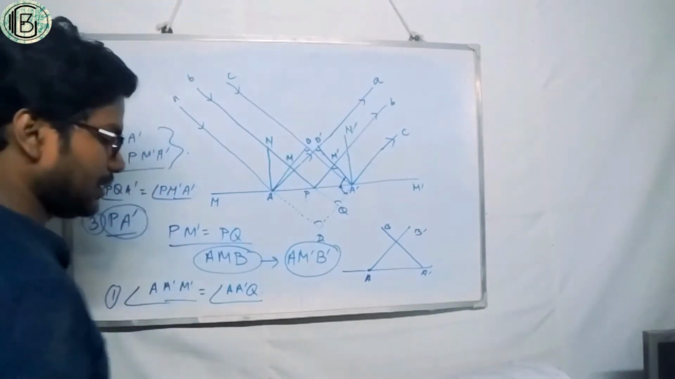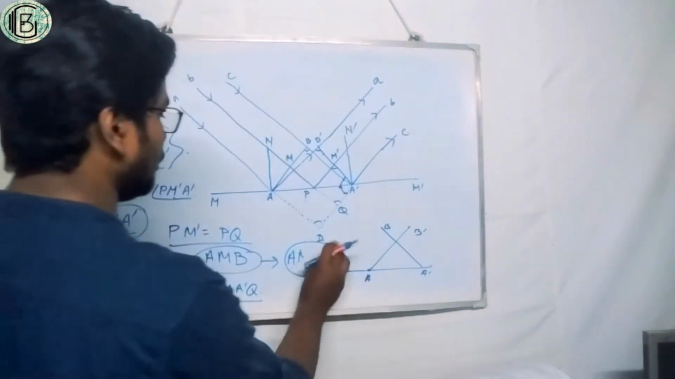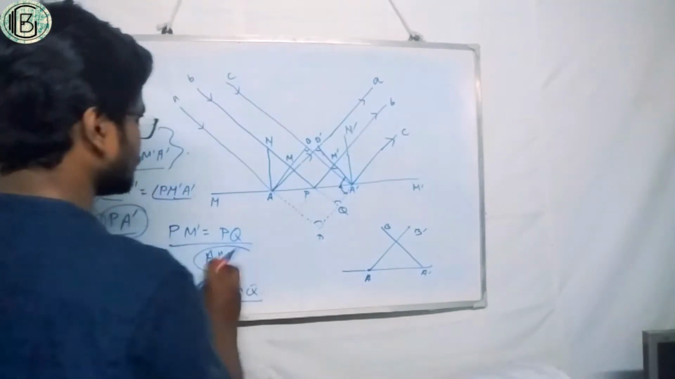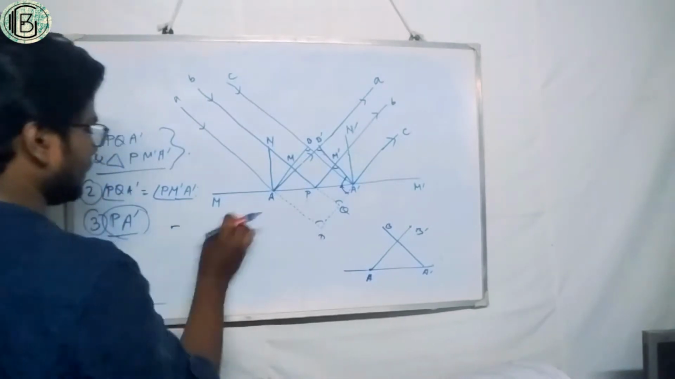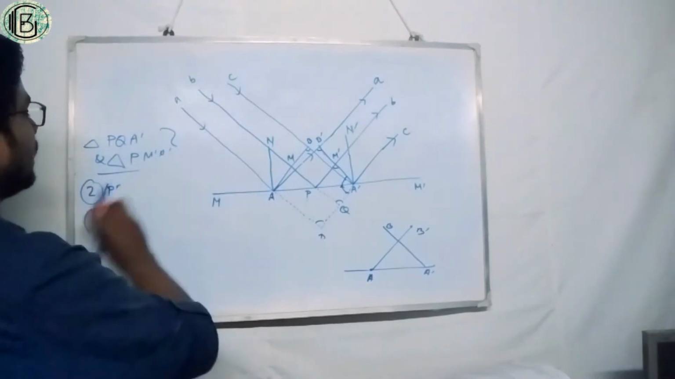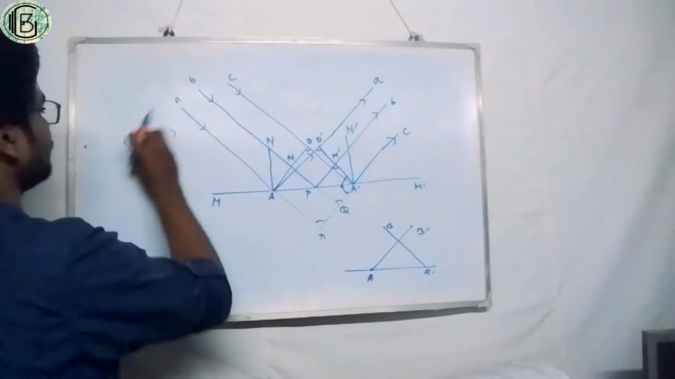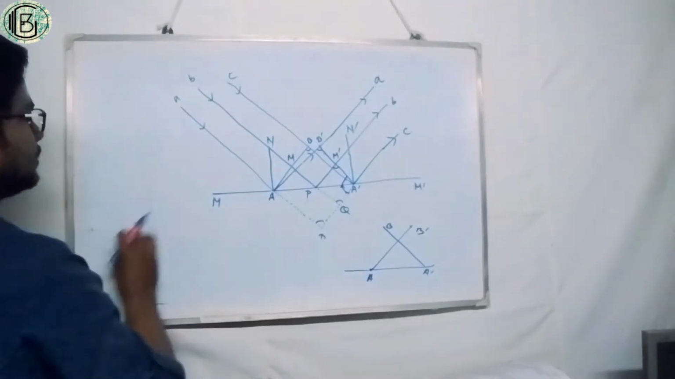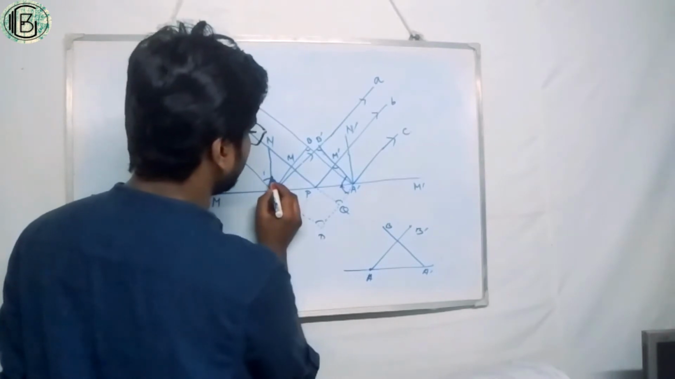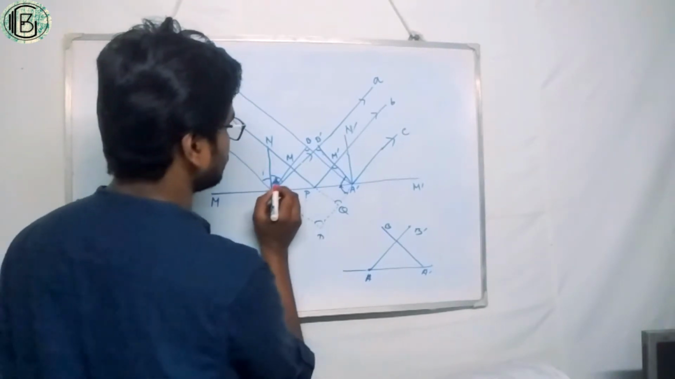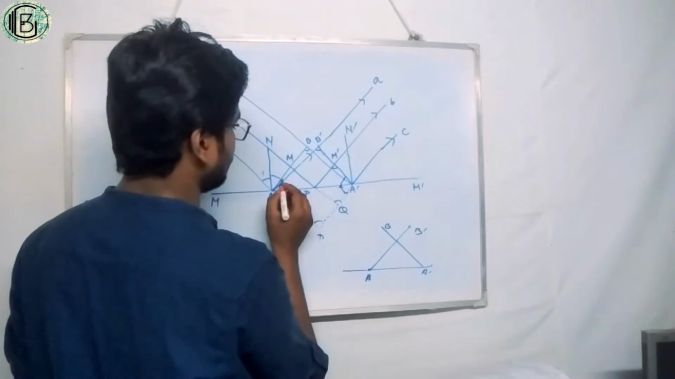Now we'll try to prove the law of reflection. Now what does the law of reflection say? The law of reflection says that I equal to R, angle of incidence equal to angle of reflection. Now this is our I and this is our R.